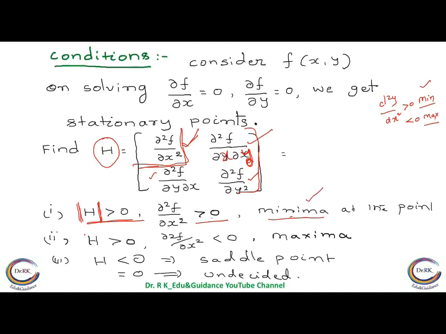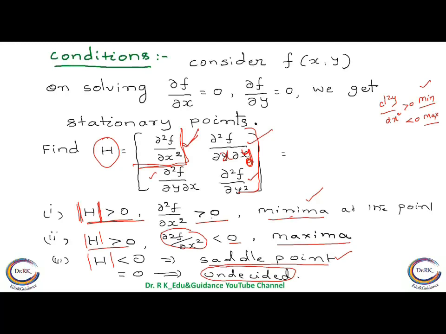Second, if the determinant of this matrix is greater than 0, but the first principal determinant is less than 0, then it is a maximum. If the determinant of H itself is less than 0, then we say saddle point, so neither maximum nor minimum. If the determinant equals 0, we cannot say, it is undecided. We can't say anything related to its nature at that point. We need further investigation.